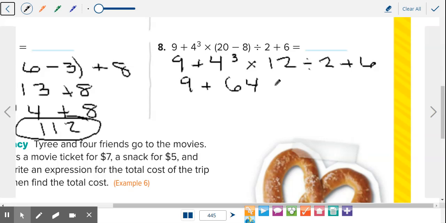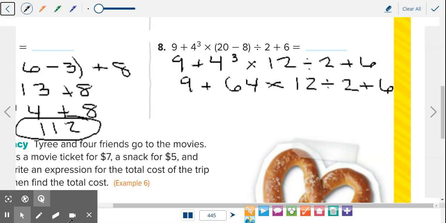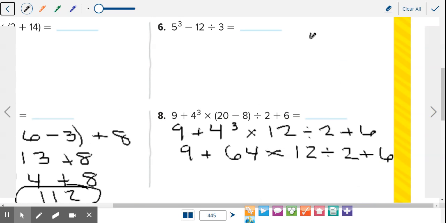Okay, everything else just gets copied. Times 12 divided by 2 plus 6. Okay, so we've done parentheses. We've done exponents. Now we're on to the next step, which is multiplying or dividing. Whatever comes first, left to right. So, which one are we going to do first? Multiplying, because it's right here. The division comes later. So, we have to do 64 times 12.